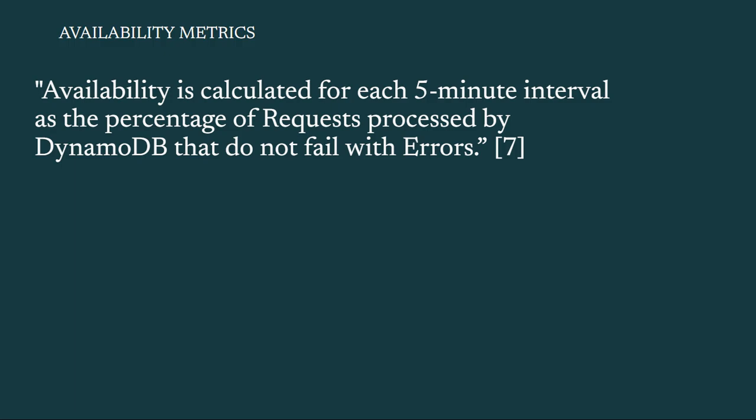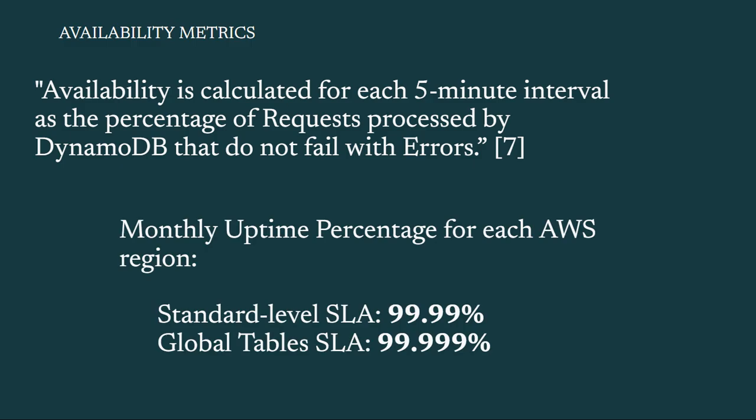The availability for DynamoDB is quantified as the percentage of requests processed by DynamoDB that do not fail with errors within each 5-minute interval. The outlined monthly uptime percentages for DynamoDB are 4 nines for the standard service level agreement and 5 nines for the global tables service level agreement. The difference between standard and global tables being that the standard SLA applies when an application's tables are only in one region, and the global tables SLA applies when the tables are replicated across regions.